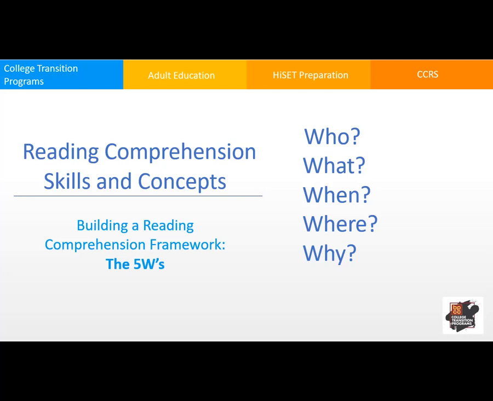So we're going to start right here at the beginning, as we so often do. And the most foundational questions that you can ask yourself when you're thinking about the information you need to know on your high school equivalency test or any standardized test is the answers to the questions who, what, when, where, why, the 5W questions. You may remember them from when you were in school.